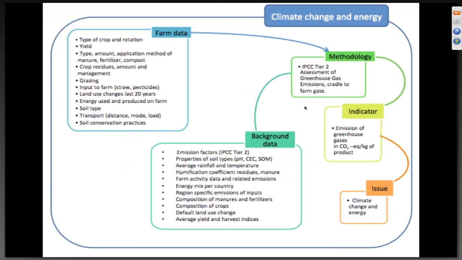This is what a tool generally does. There's always a set of farm data that the farmer can put in. Type of crop, and the yield, and the grazing, yes or no, inputs, and there's background data you need to compare, to calculate.